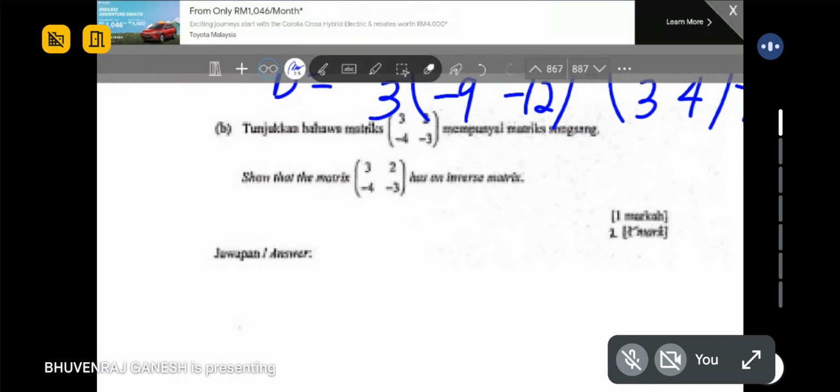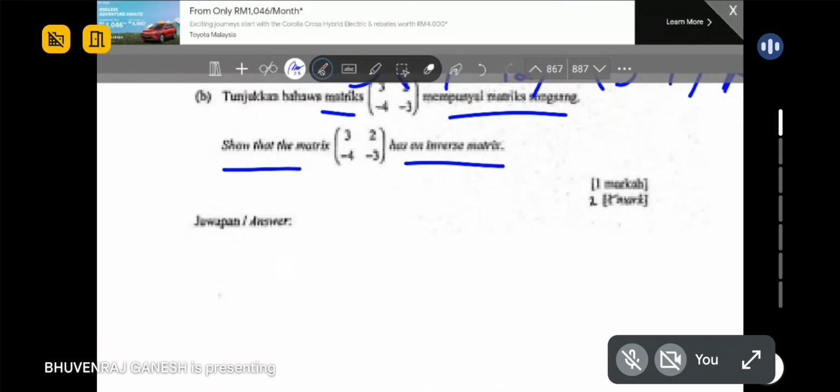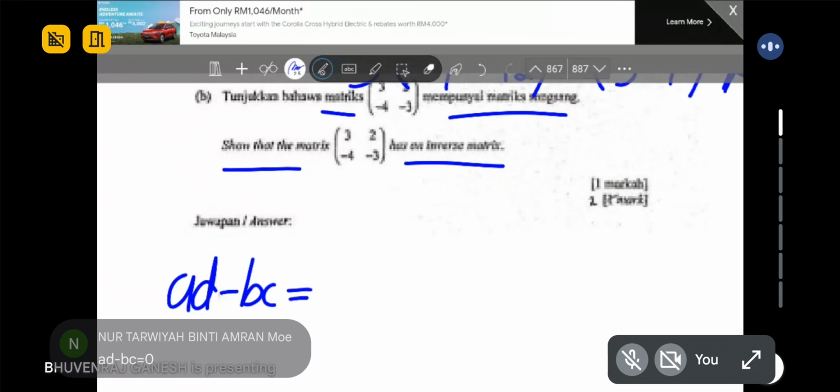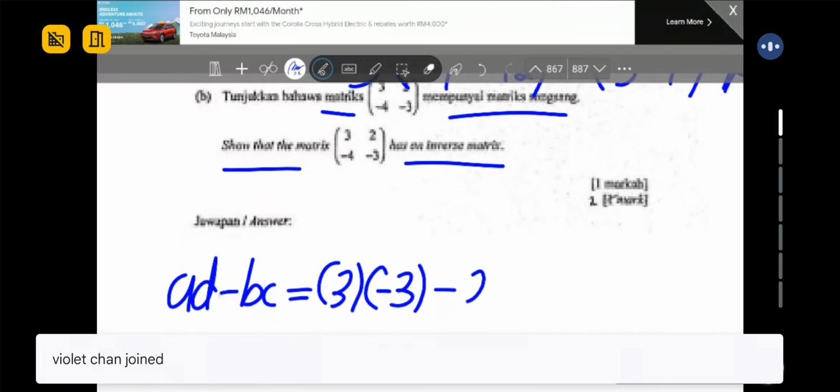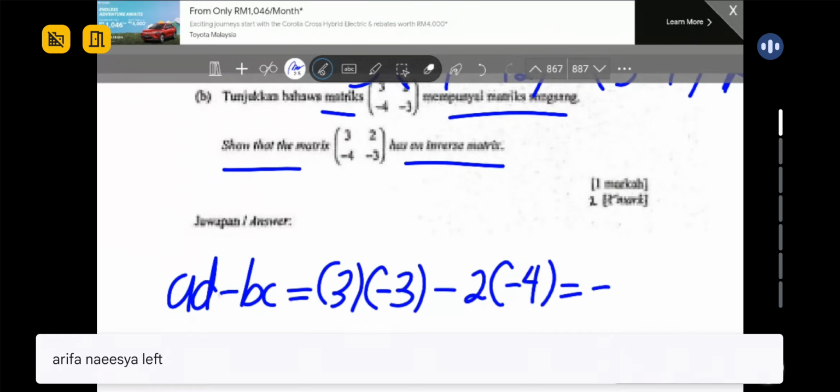So for part B, they ask you, show that it has an inverse matrix. Macam mana tunjukkan dia ada matrix songsang? Anyone? What is the concept? Kena kira apa? Inverse matrix. So you must find, yes, you must find AD minus BC guys. Kamu kena cari nilai ni. Okay, so it's 3 times negative 3 minus 2 times negative 4. So the answer is negative 1, right guys?